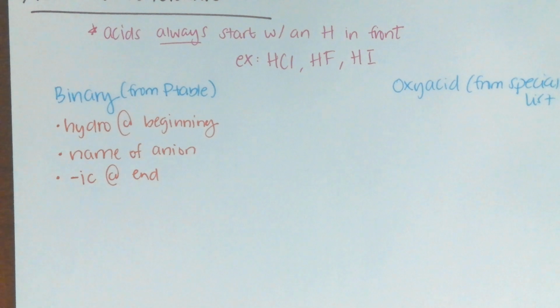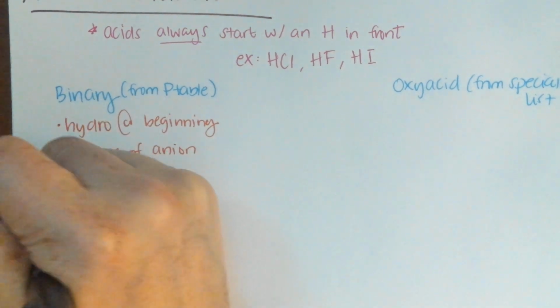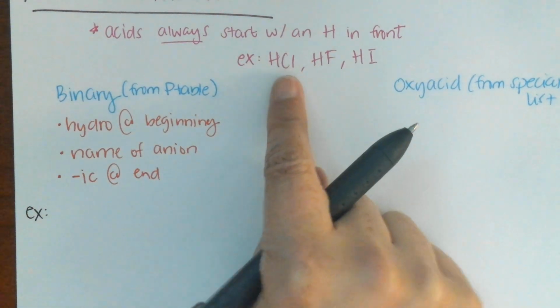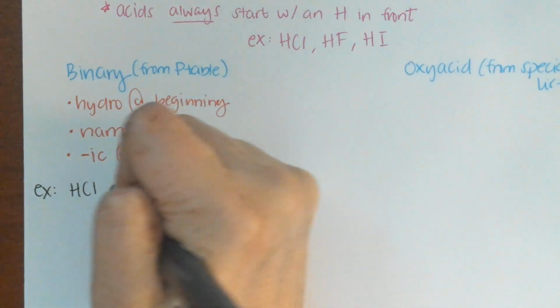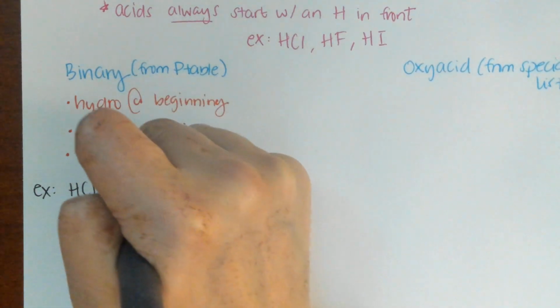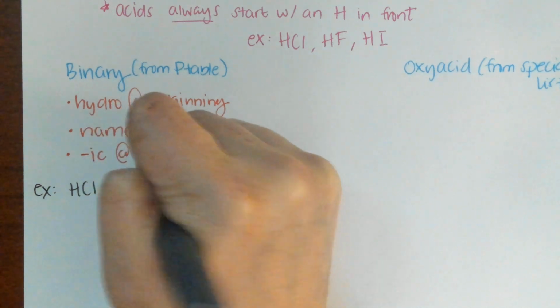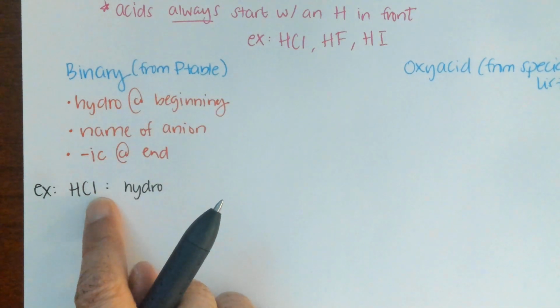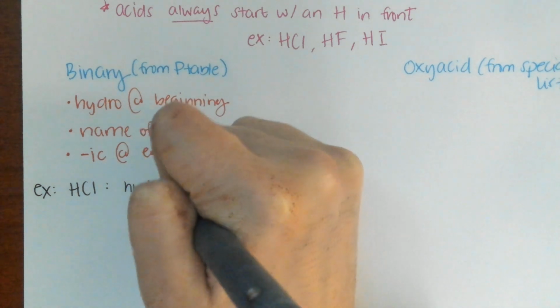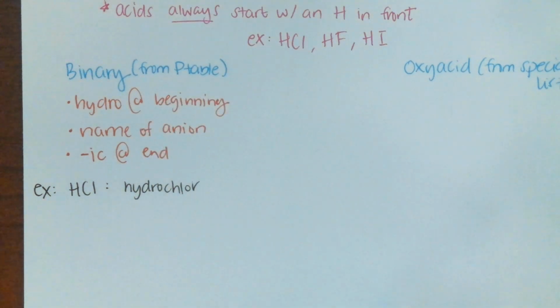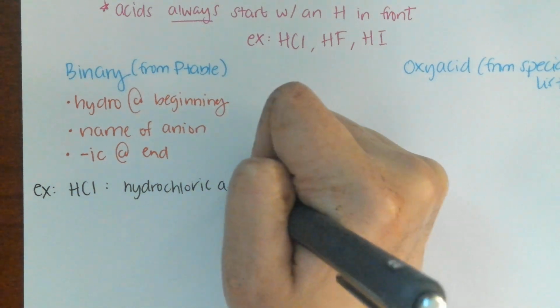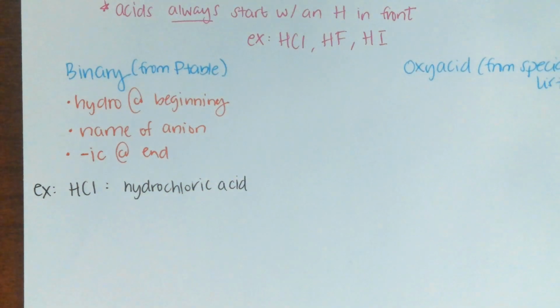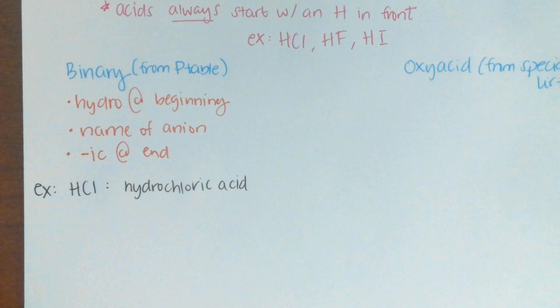Alright, so for example, I'm going to start off here with HCl. So HCl, we start with hydro. We know that Cl is chlorine. So instead of chlorine, we're going to end it with ic. So chloric, and then of course we add acid at the end, hydrochloric acid.